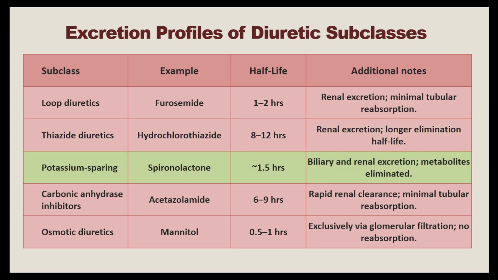Potassium-sparing diuretics like spironolactone undergo biliary and renal excretion. Carbonic anhydrase inhibitors are cleared rapidly through renal pathways. Mannitol is exclusively eliminated via glomerular filtration.